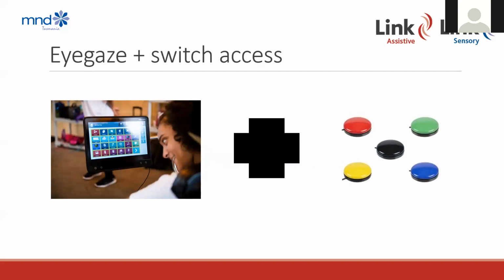A final option to consider is actually combining eye gaze and switch access. So in the previous video we saw that in order to click, we had to use that dwell function. So we had to hold our gaze steady and look until the software made it click. If we combine eye gaze and switch access, basically then our eyes work as the cursor and the switch works as the mouse click. So we can look, click, look, click.